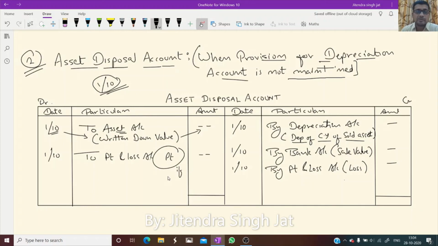This is how asset disposal accounts are prepared when provision for depreciation account is maintained and when provision for depreciation account is not maintained. I hope this concept is clear to everyone.